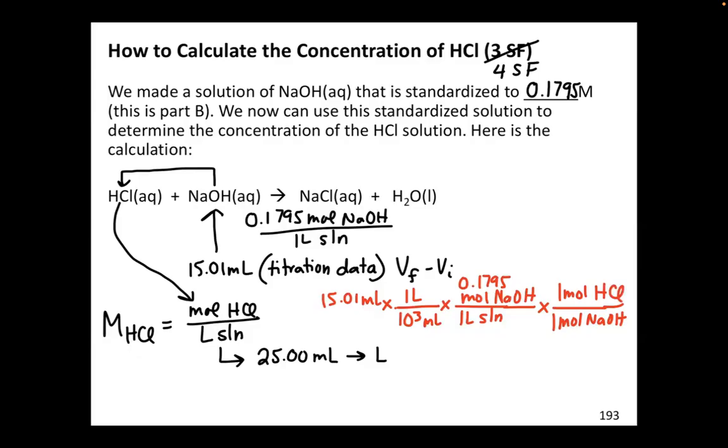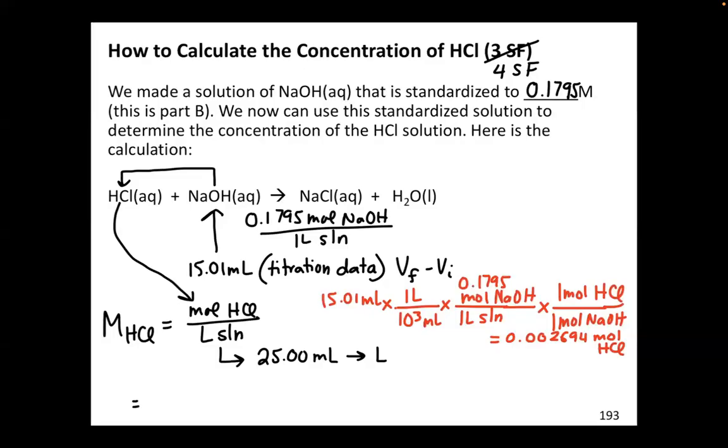Let's punch it in. 15.01 divided by 1,000 times 0.1795. And I have 0.002694 moles of hydrochloric acid. And I'm working in 4 significant figures.